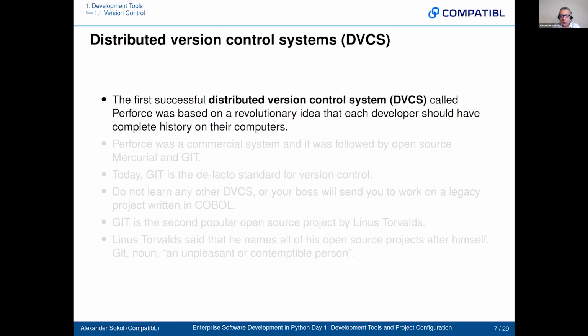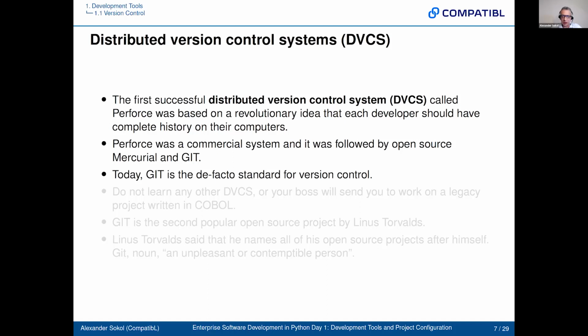So now distributed version control systems, or DVCS, right? The first one was actually a commercial system, Perforce, which was based on the revolutionary idea that each developer should have the complete history on their computer. And Perforce was eventually followed by the open source systems Mercurial and Git. For reasons that I don't want to get too distracted by, we'll not talk about this further.